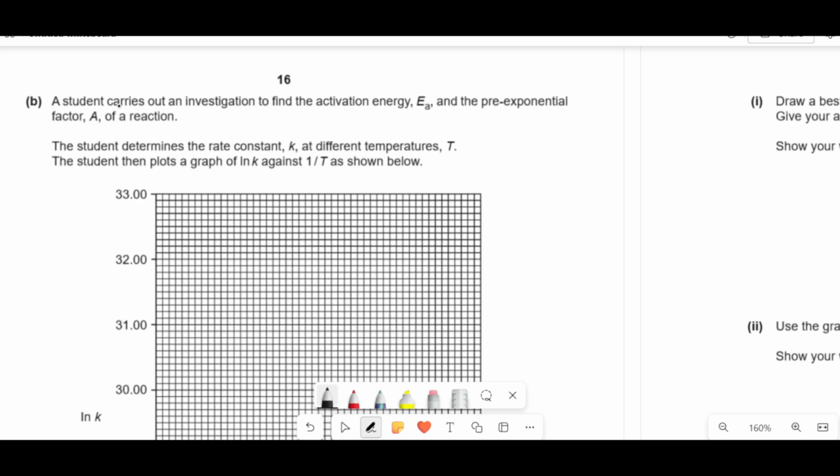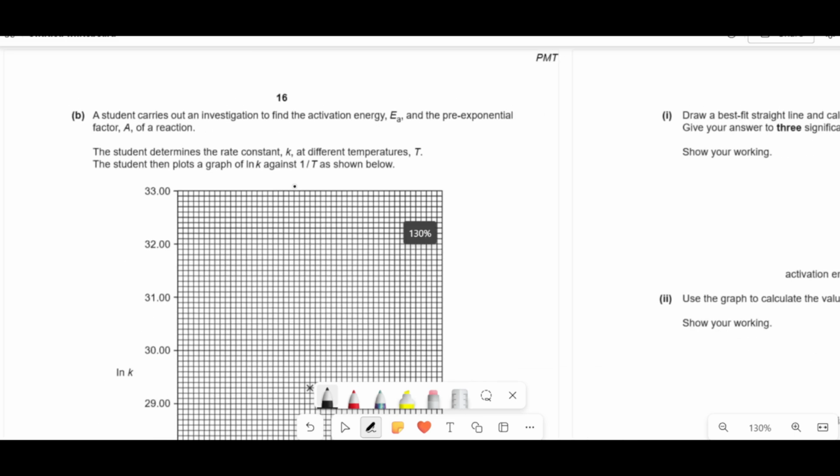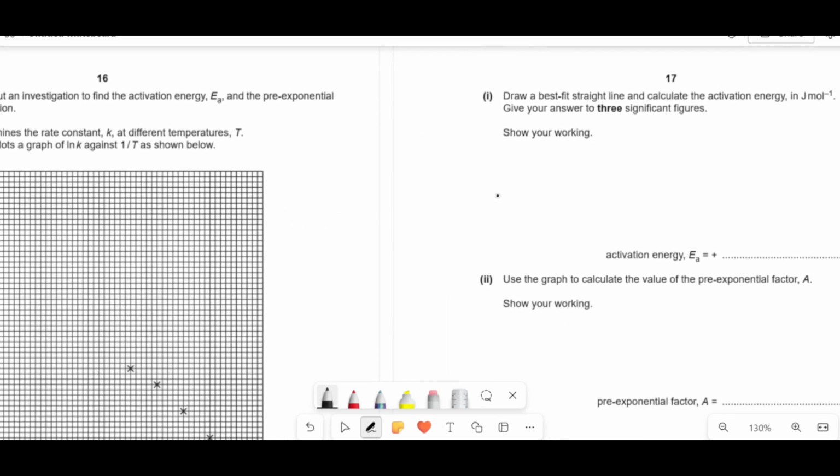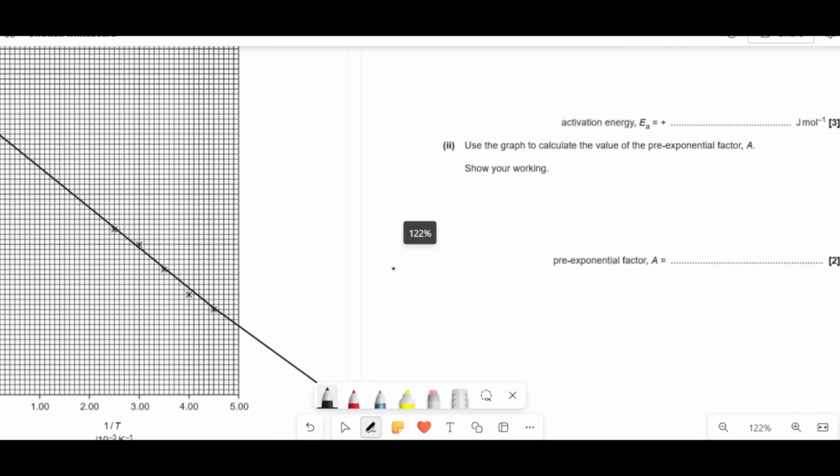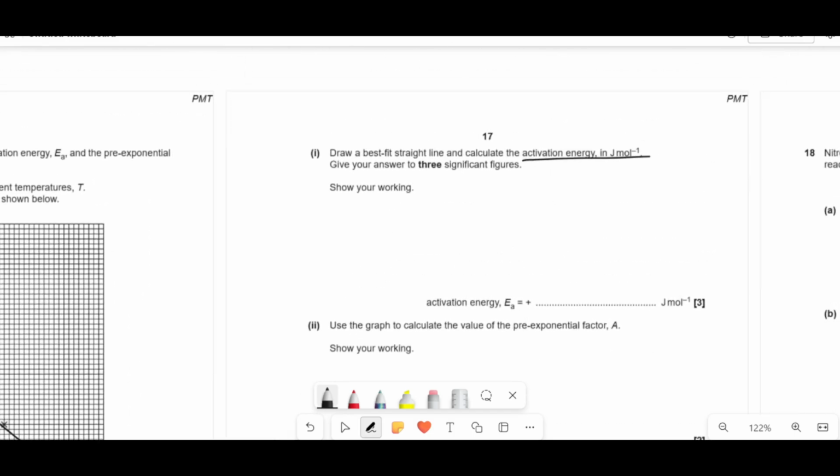There you go. A student carries out an investigation to find the activation energy and the pre-exponential factor A, and they plot this graph here, draw a straight line of best fit, and calculate the activation energy. If I just do that now, this is horrendous because it's hard to do on my tablet, so just pretend that's perfect. Then it says here to work out the activation energy in joules per mole.